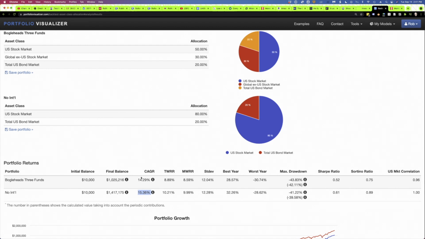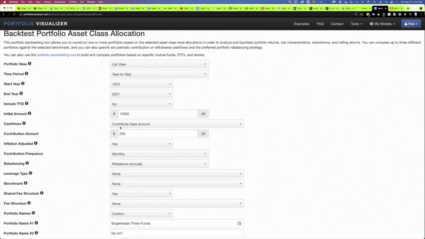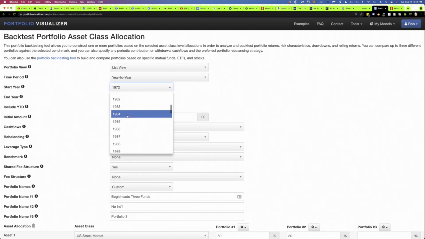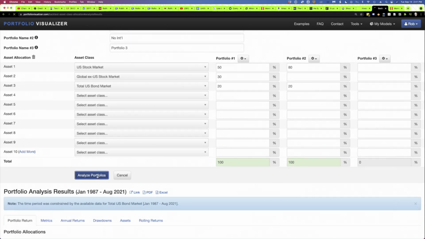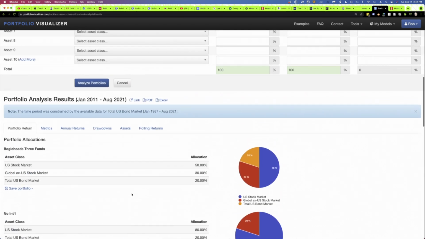Although when you look at the compound annual growth rate, well, 1% or 1.1%, it's a big deal. And there you see it. So still no question, if we exclude international stocks, we will have done better. Now, the other thing I like to do, and we're going to remove these contributions for a minute, is look at decades. Let's start with the most recent, from 2011 to the present. And we analyze this, and we're going to see no international stocks significantly outperformed the three-fund portfolio.